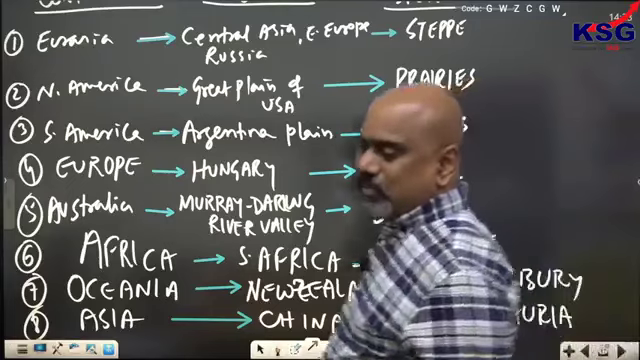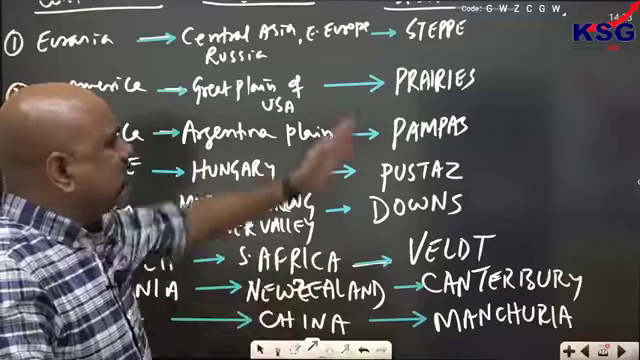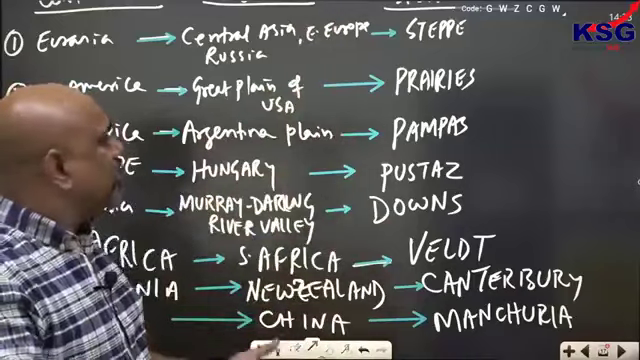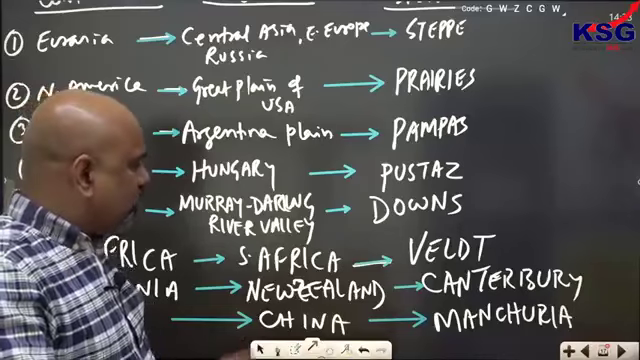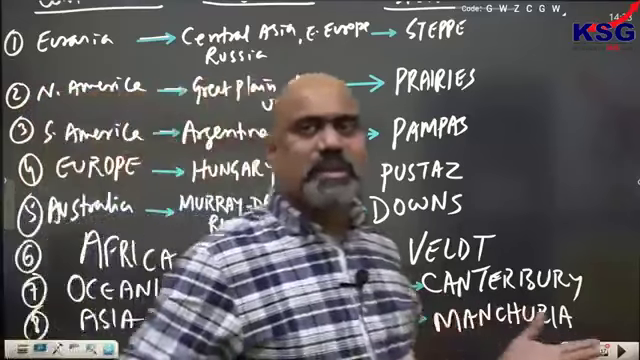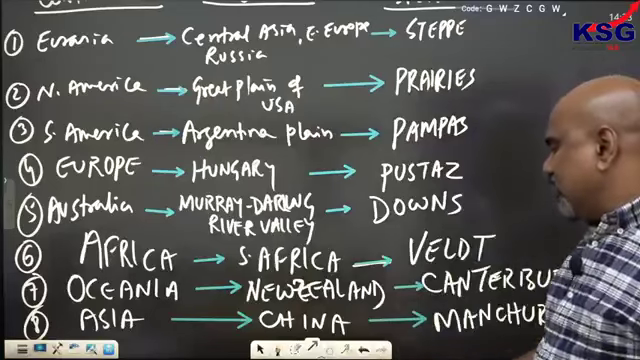So these are the most well-known few of the grassland regions. In fact, these are temperate grassland regions. These names are of temperate grassland here. This is the continent, this is the region where this type of climate is found. So this climate is found in all these regions and nowhere else. These are the regions where you will find this type of climatic conditions.